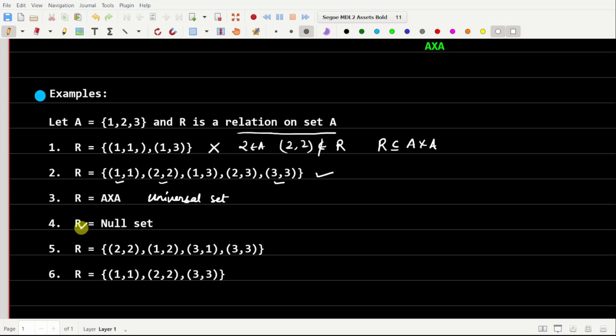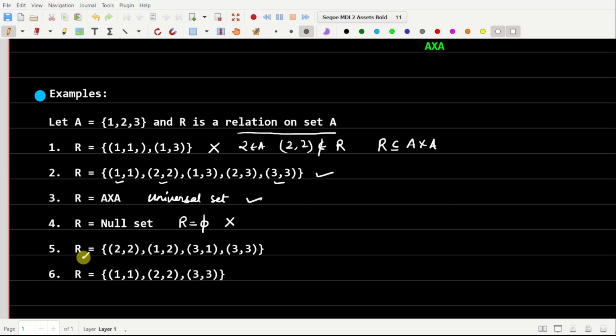Now example 4, if R is a null set, or R is phi, whether this relation is reflexive or not. No, this relation cannot be reflexive because it does not contain any of the diagonal elements. A is 1, 2 and 3. It does not contain any of (1, 1), (2, 2) and (3, 3). So it is not a reflexive relation, right? So the universal relation is reflexive, and the null relation R is not reflexive.